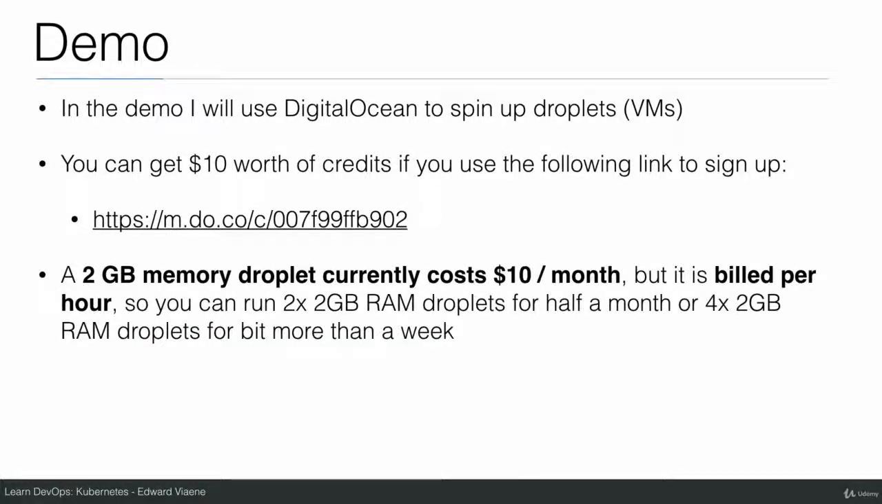A 2 GB memory droplet currently costs $10 a month on DigitalOcean, but it is billed per hour. So you can run, for instance, 2 times a 2 GB RAM droplet for half a month, or even 4 droplets that have 2 GB of memory for a bit more than a week. So depending on how long you're going to run it, you can then run more of them or less of them until you reach $10. And then after these $10, you'll have to pay for your compute. So next will be the demo.